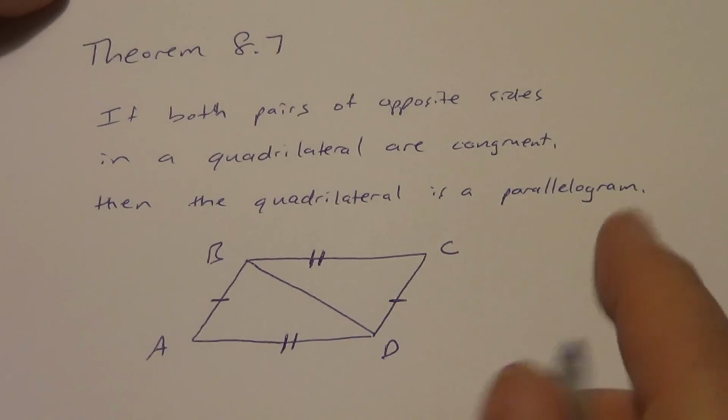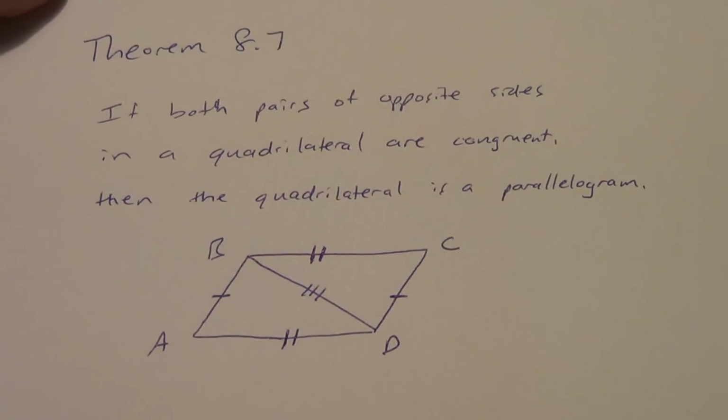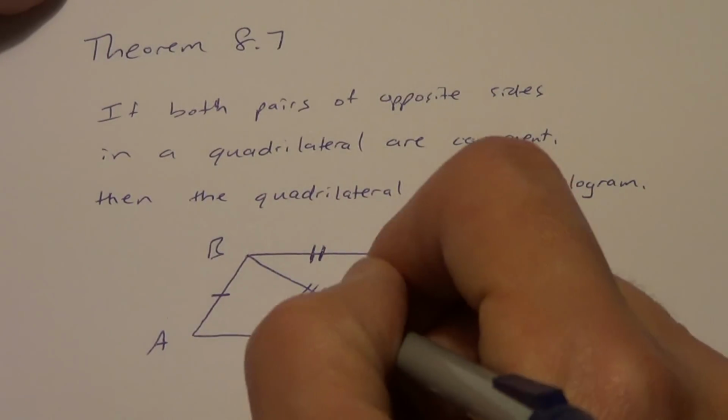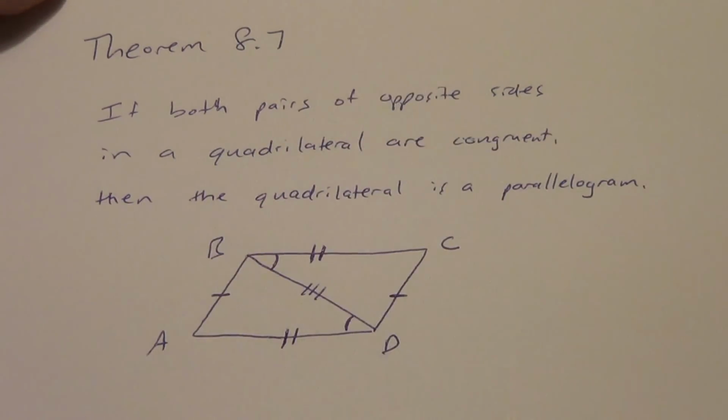Now we know that this diagonal is congruent to itself by the reflexive property of congruence. So therefore this triangle is congruent to this triangle by the side-side-side congruence postulate. And if these triangles are congruent by side-side-side, then this angle right here must be congruent to that angle right there by CPCTC.